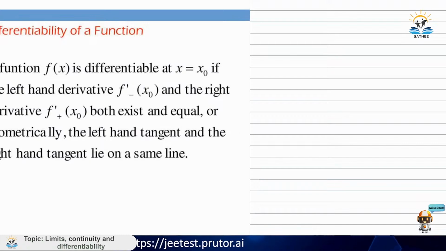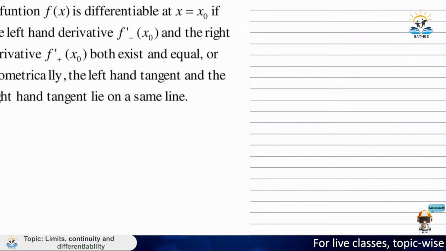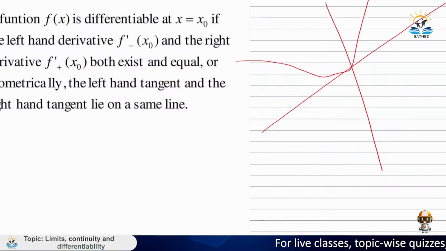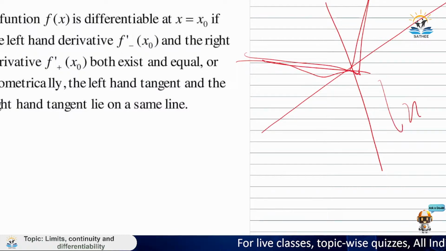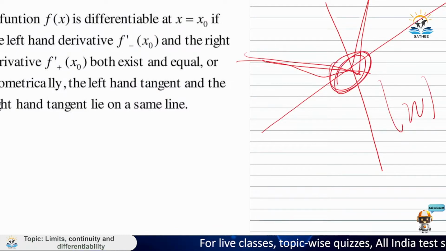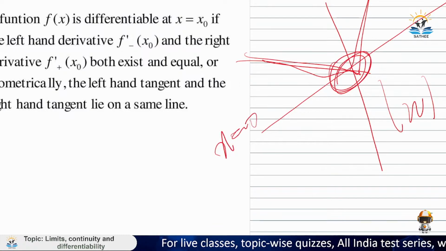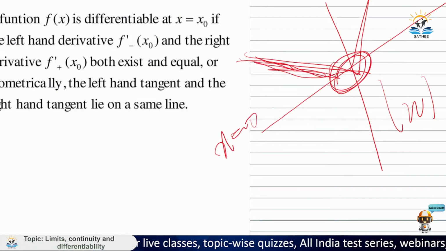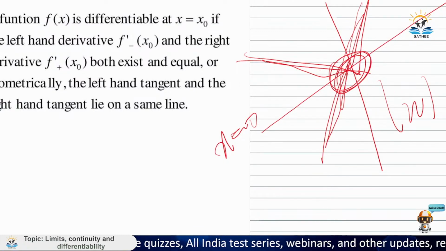A function f of x is differentiable at x equals x naught if the left hand derivative and the right hand derivative both exist and are equal. Geometrically, the left hand tangent and the right hand tangent are the same line. It is very understandable. The first example that pops into my mind is the absolute value graph. Is the function differentiable at x equals 0? It is not, because we see the slope, yeah, the slope of the line and the tangent are not equal.